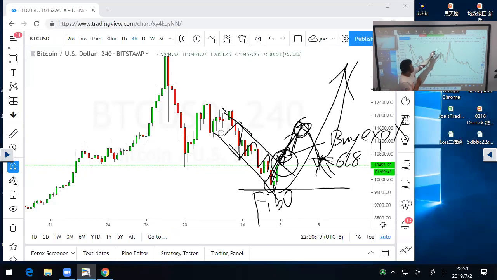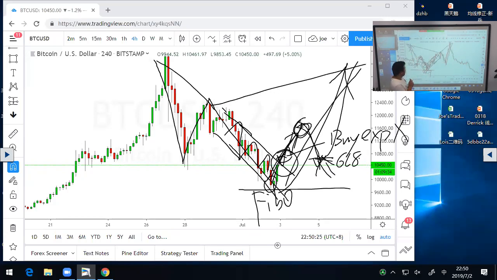And this also gives me an idea of harmonic patterns here, because it really fits into a Cypher pattern. Let me just tell you what a Cypher pattern is. Okay, this is a Cypher pattern.